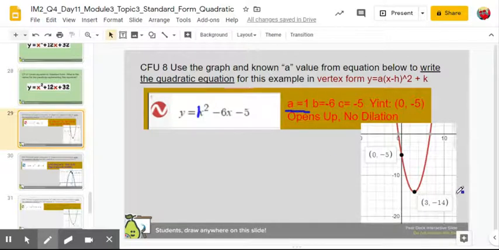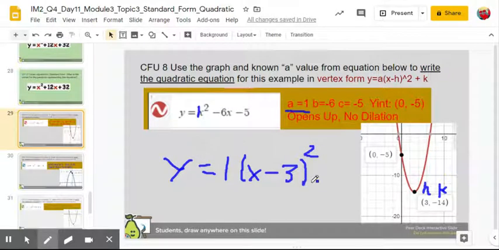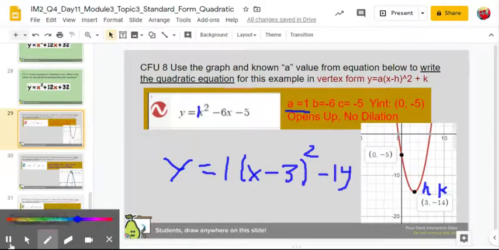And then the vertex is 3 comma negative 14. We get that from the graph. So that's our H, and there's our K. So this one should have been Y equals 1 multiplied by X minus 3 squared, and then minus 14.